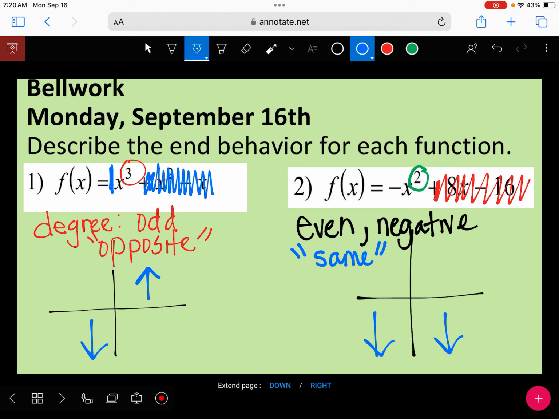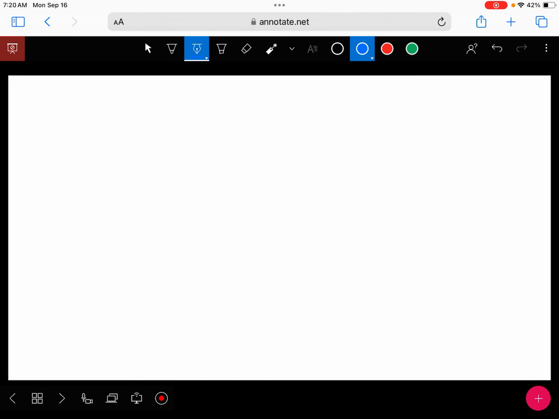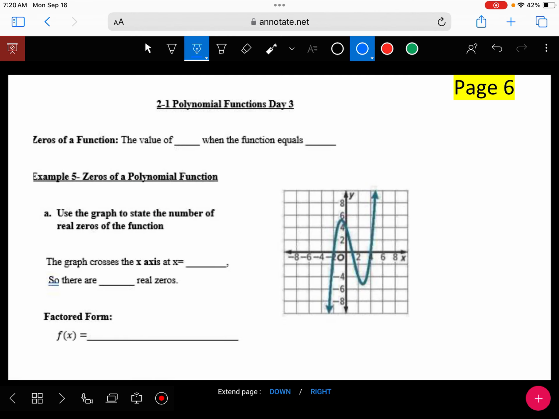All right, any questions? All right, take out your note packet and let's go to page 6, and we're going to talk about zeros. Now, we've already talked about this, so this should be kind of a review. So page 6. So zeros, the definition of a zero is the value of x when the function equals 0.